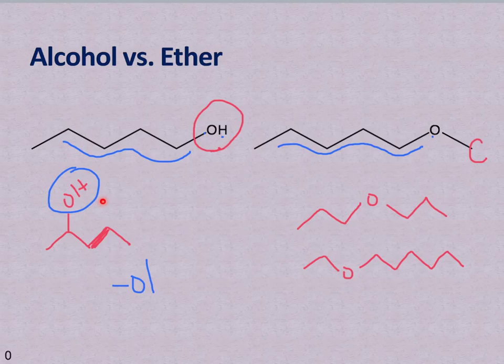So alcohols and ethers kind of look alike. Alcohols have the OH group. Ethers will have an O group attached to an R group. And when we talk about an R group, what we just mean is some chain of carbon atoms. It doesn't matter whether it's 1 or 10 or 20, it's just a chain of carbon atoms.